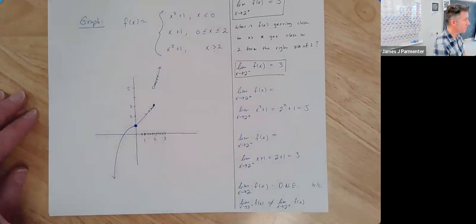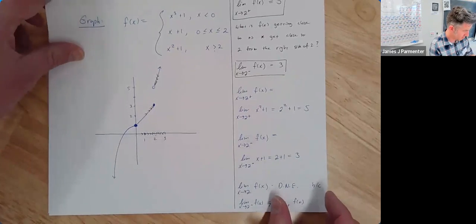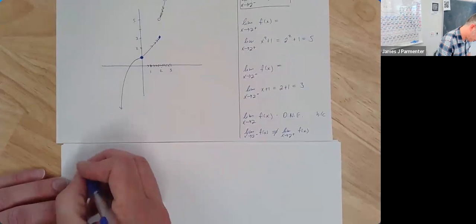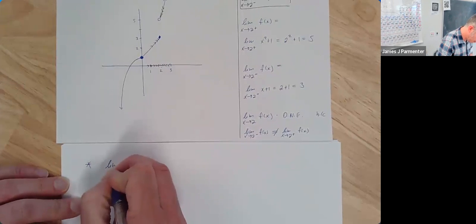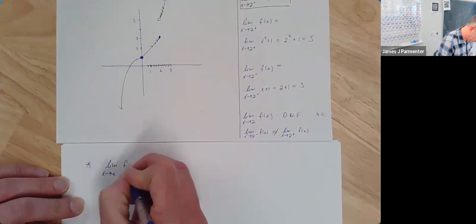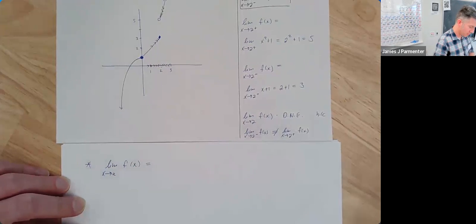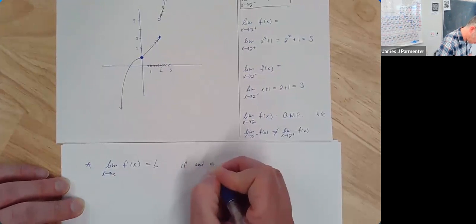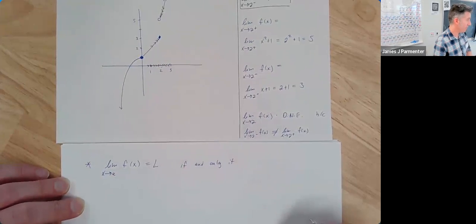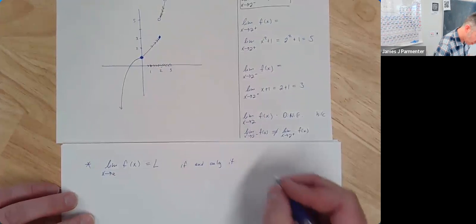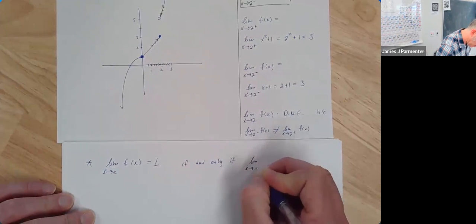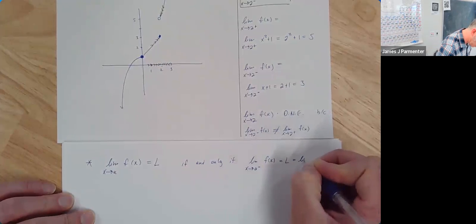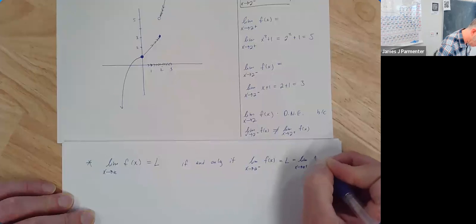In fact, we should say more about that. If I can move this piece of paper. So the limit as x approaches a of f of x is equal to, typically we use capital L, if and only if the left-hand and the right-hand limit are both equal to that same value. So we say the limit as x approaches a from the left of f of x is equal to that value, and that's also equal to the limit as x approaches a from the right of f of x.